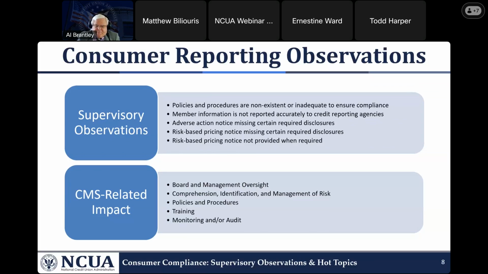Based on the review of examination reports completed in 2022 and thus far in 2023, examiners cited numerous violations of the Fair Credit Reporting Act and Regulation V. They made several recommendations related to credit unions' consumer reporting practices. In this area, examiners found many credit unions, those that furnished information about their members to one or more consumer reporting agencies for inclusion in a credit report, violated the Fair Credit Reporting Act and Regulation V by failing to establish and implement adequate policies and procedures.